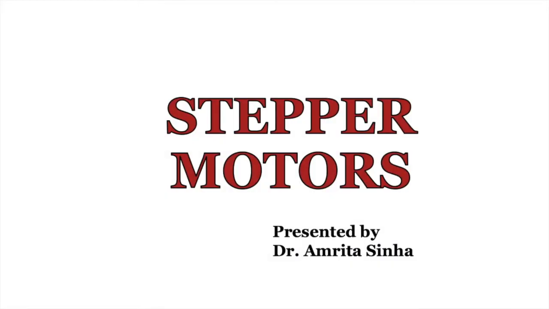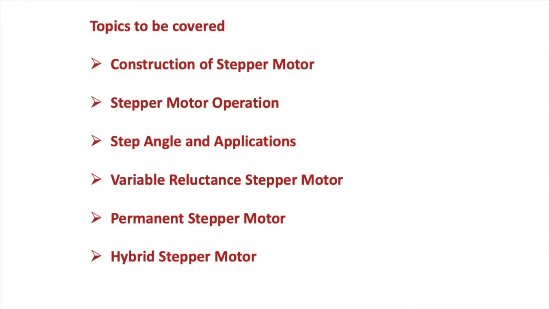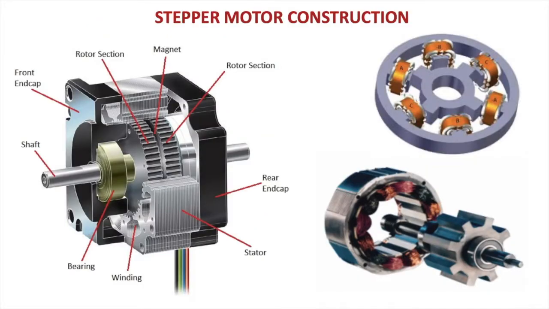Stepper motors. As the name signifies, stepper motors are not continuously running motors, but they vary in steps and can be controlled. So, the topics to be covered today are the construction of a stepper motor, operation, step angle and its applications, then the variable reluctance stepper motor, permanent magnet stepper motor, and hybrid stepper motor, which are the types of the stepper motor.